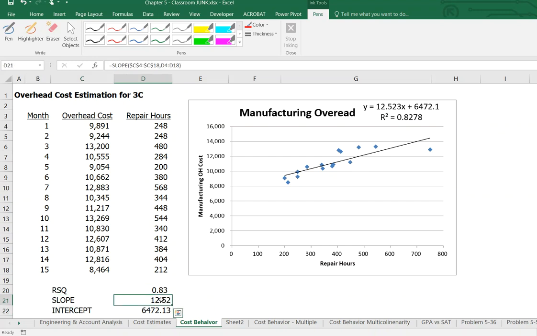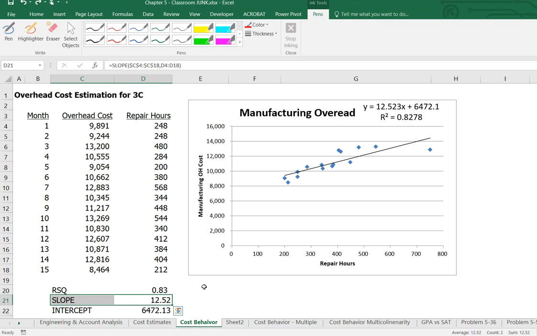Let's in particular look at, is this slope of 12.5, is that really the variable cost per repair hour? And we know the answer to that is no, it's not really the variable cost per repair hour, because if we had slightly different data, let's say we only had 14 months worth of data, we would have gotten a different estimate for our slope. If we had had 16 months worth of data, again, we would have gotten a different estimate for our slope. However, given our 15 months of data, our best estimate for the slope coefficient is 12.5.